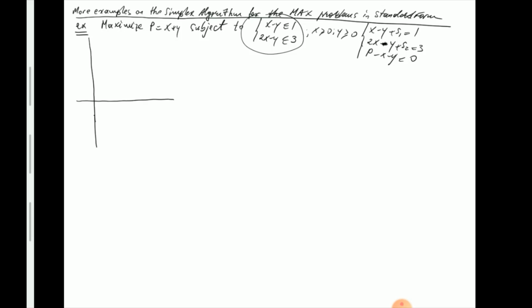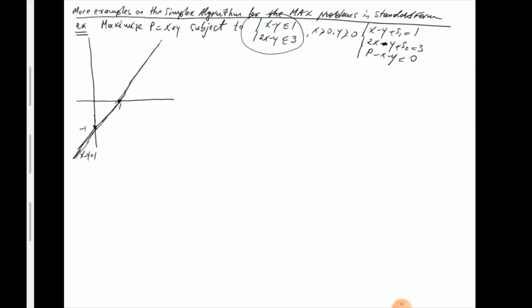So one line goes through the points 1, 0, 0, minus 1, the first constraint, and the domain for the first inequality is going to be above this line. So let's say this is 1, this is minus 1. So that's the line that corresponds to the first inequality, basically x minus y equals 1.